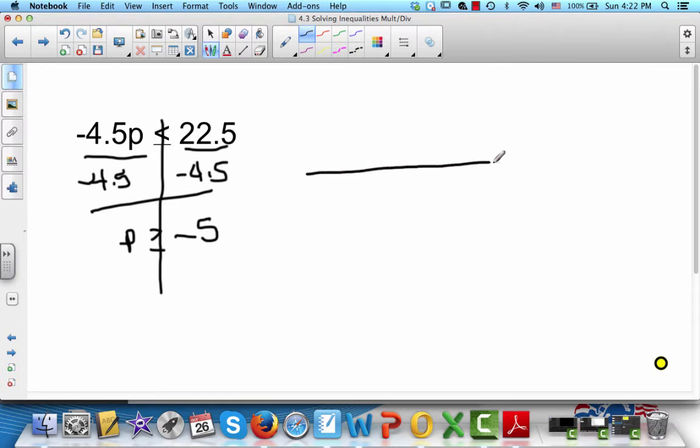Then when we come over here and graph it, don't forget to graph it each time, because that's one of the big things that we're learning is how to graph these on the number line. So p is greater than or equal to negative 5. So we put negative 5 and 0. Greater than or equal to means that we color it in. Greater than means to the right.